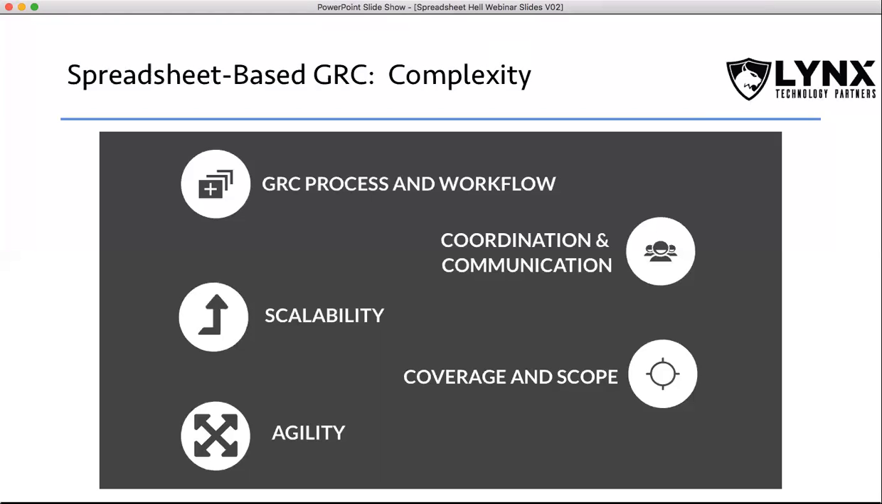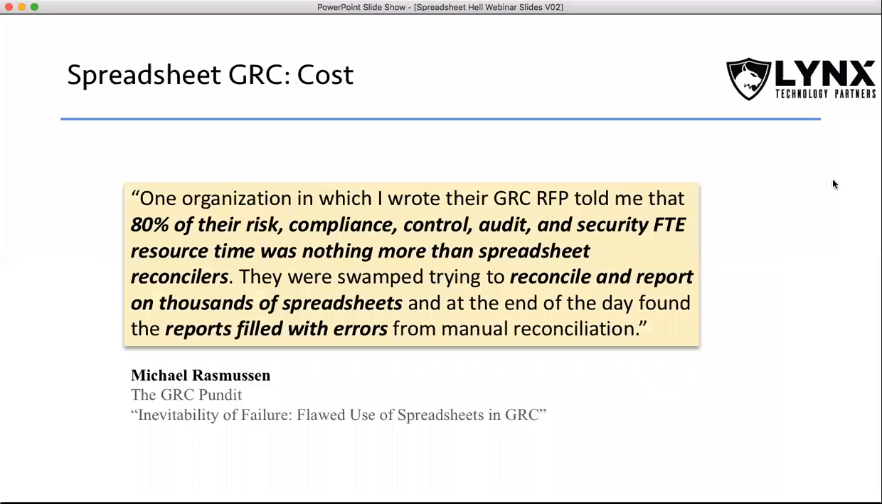So another layer is when we're talking about attestations and gathering evidence and artifacts. Tracking those by spreadsheets becomes very complex. So yes, it becomes very challenging when you're using a spreadsheet. And, coming back to that first slide that I showed, as this complexity increases, so does cost and risk.